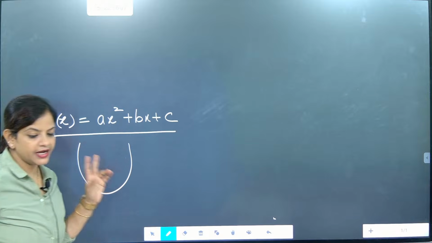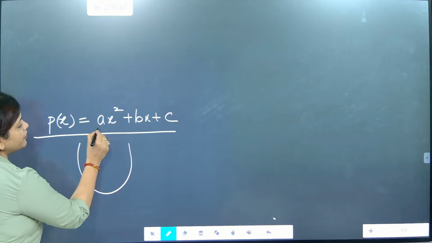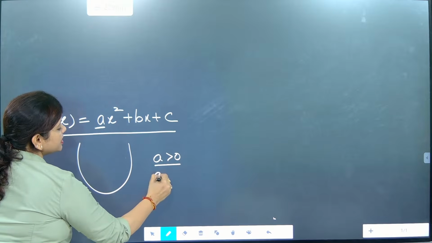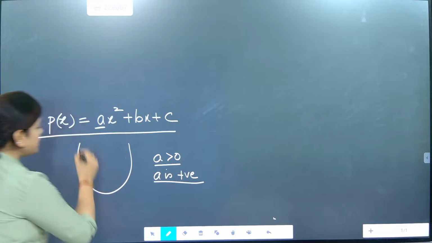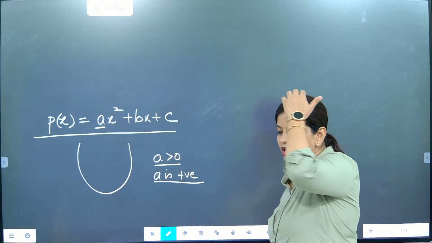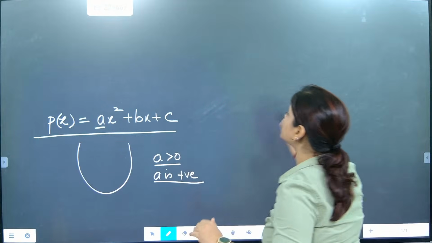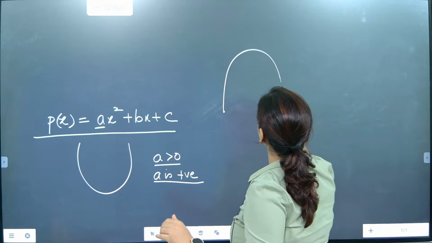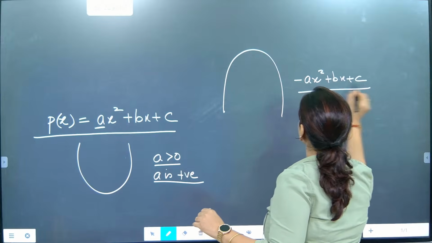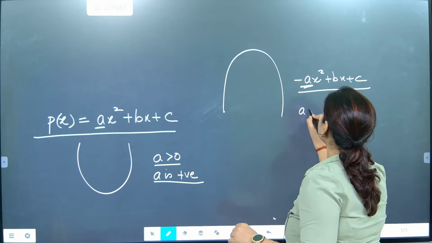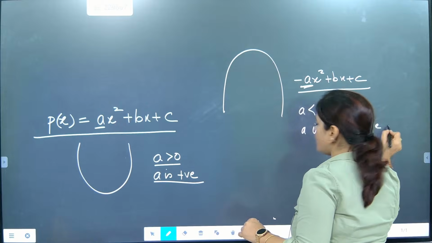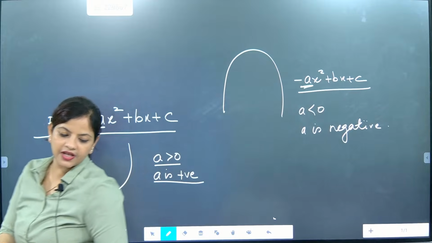When a, the coefficient of x², is greater than 0, that means a is positive, then the parabola's mouth will be up. The moment it is down, then the parabola's mouth will be down. So you need to remember this. When it comes as minus ax² + bx + c, that means the coefficient of x² is less than 0, that means a is negative. I hope you have understood. So one is a positive and the other is a negative.